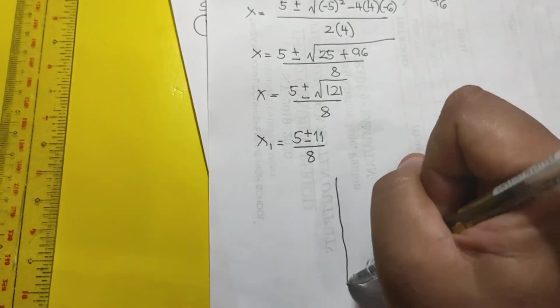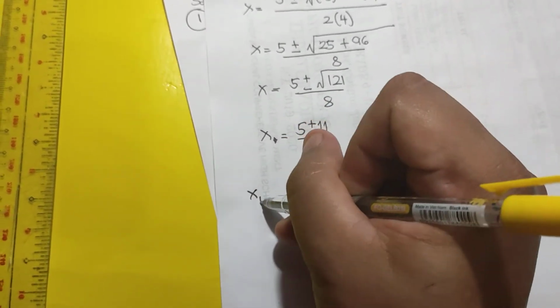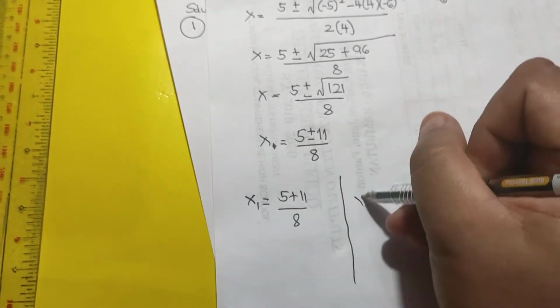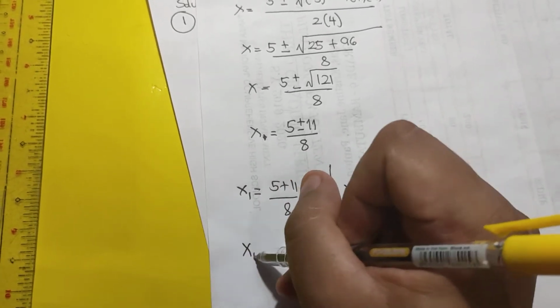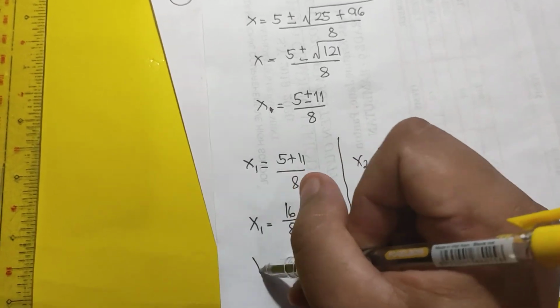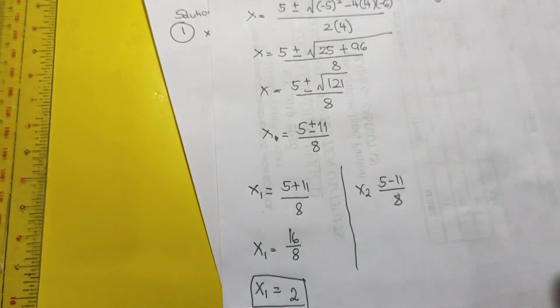Then we can separate those two. And tanggalin natin yan. So we have x sub 1 is equal to 5 plus 11 all over 8. x sub 2, we have 5 minus 11 all over 8. So we have 5 plus 11, the answer is 16 over 8. 16 divided by 8, the answer is 2. So our first root is 2.